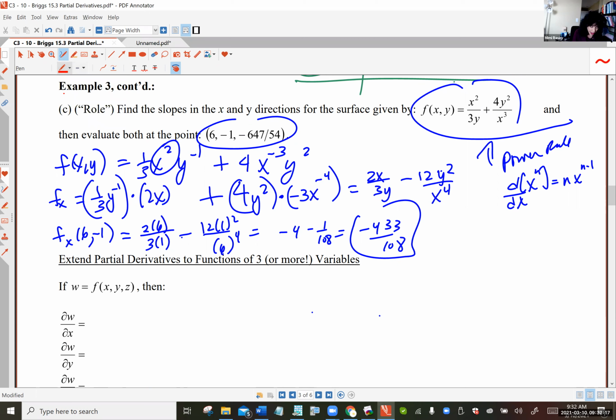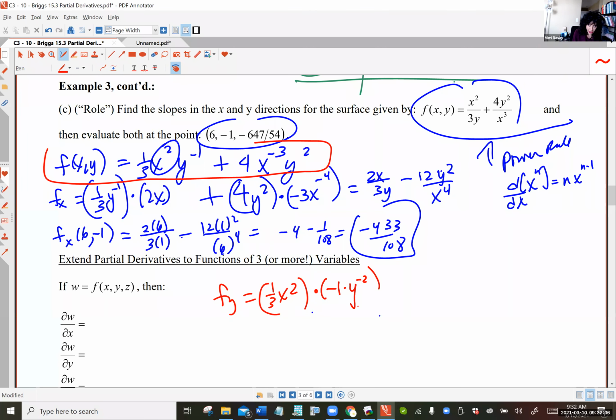The fy is a different deal because now you're holding x constant, differentiating with respect to y. So here's your function again. When you hold x constant, the 1/3 x squared is a constant multiple. Multiply that by the derivative of y to the -1 with respect to y, and I get -1 y to the -2, plus, and then your 4 and your x to the -3 look like a constant multiple. Multiply that by the derivative of y squared with respect to y, which is 2y, and then clean this mess up.